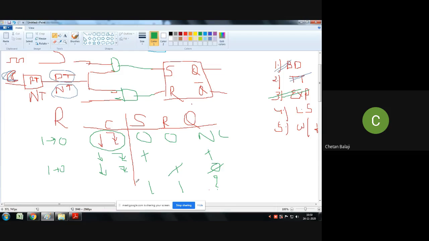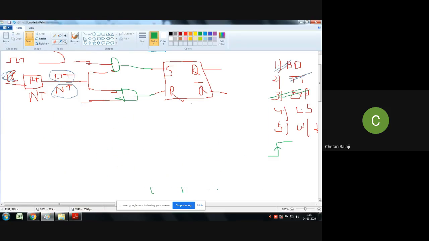For positive edge, the explanation is: if my clock is going from 0 to 1, or if it is going for the up arrow mark, the same case applies: if S equals 1, Q is 1. So the next step is the last step of this gated latch.